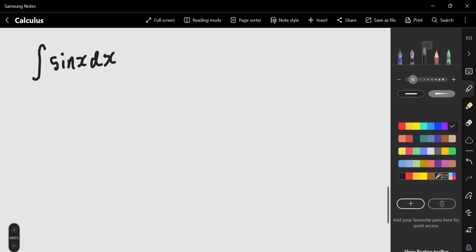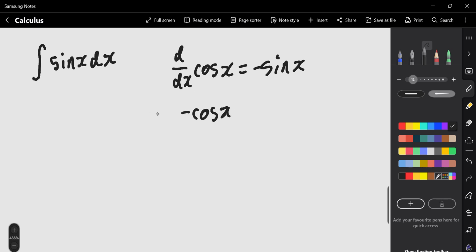And so instead of asking, how do I integrate this? The real question to ask is what differentiates into this. So what differentiates to give us sine of x? Well, we know that the derivative of cos x gives us minus sine of x, which is close, right? But not quite. So if we had a minus in front of the cos x, then the derivative will give us the positive sine x. And so we found what differentiates to it.